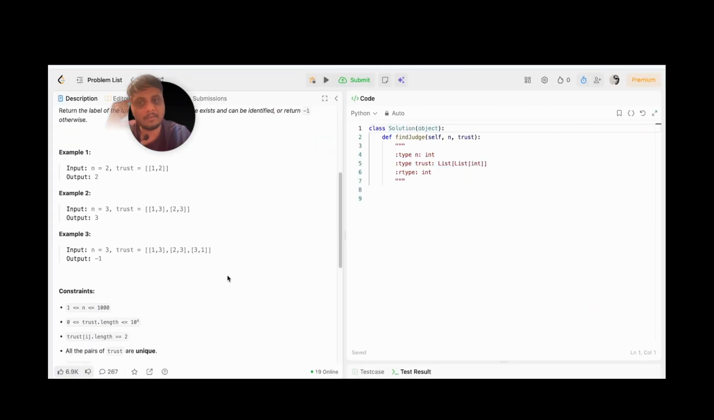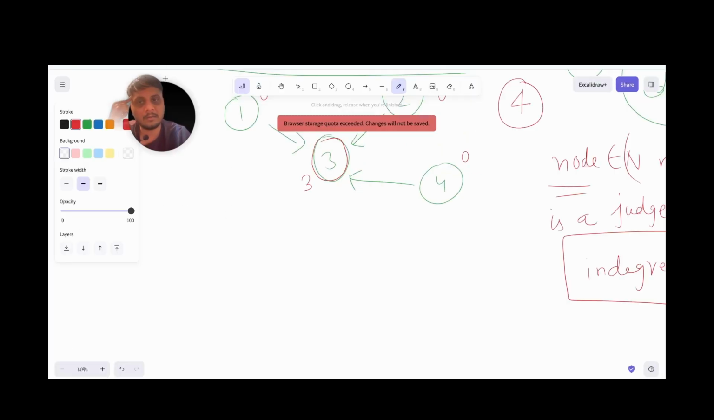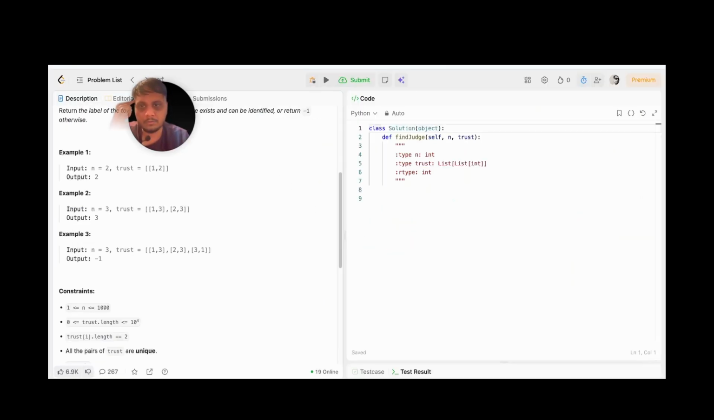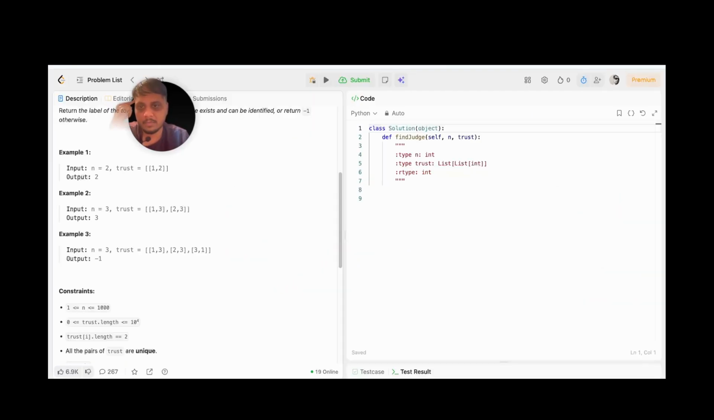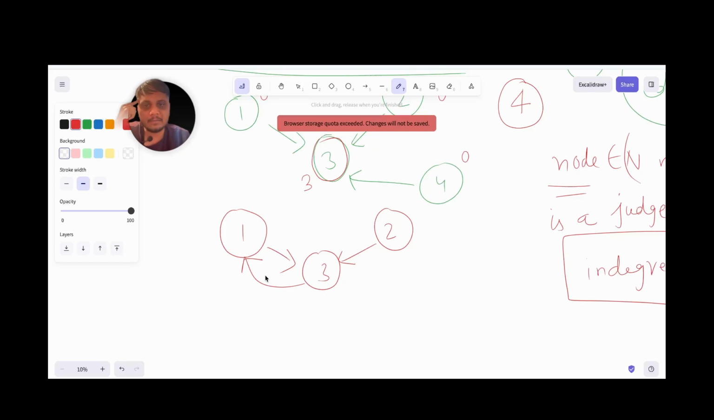Let's take an example where there is no town judge. 1 3, 2 3, 3 1. So there is an edge from 2 to 3, and also 3 to 1. So 1 3 and 3 1, ठीक है. So this is a bi-directional edge. अच्छा, 2 cannot be the town judge because its in degree is 0. This has an in degree of 1, this has an in degree of 1.